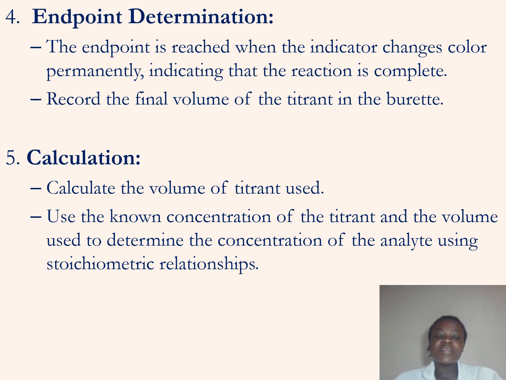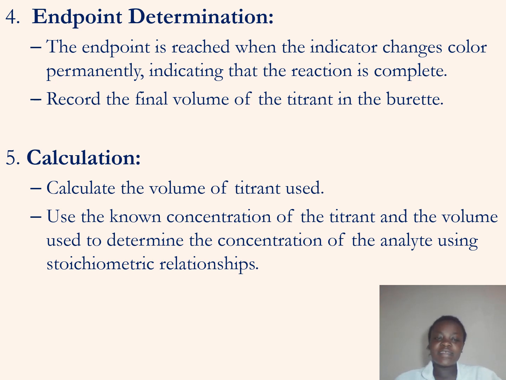Step number 4 is what we call the endpoint determination. The endpoint is reached when the indicator changes its color permanently, indicating that the reaction is complete. So when you see a permanent change in color in the indicator or in the conical flask, this will tell us that the reaction is complete. Now we can record the final volume of the titrant in the burette. We read from the burette the final volume. So that we can get the volume used, we subtract the final volume minus the initial volume.